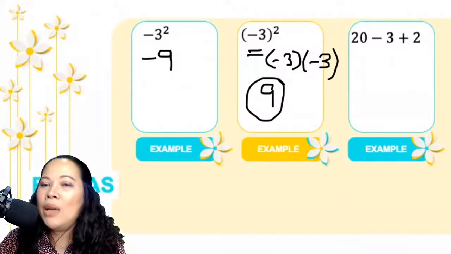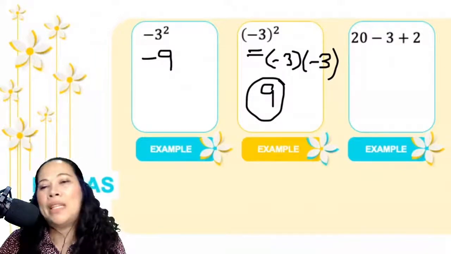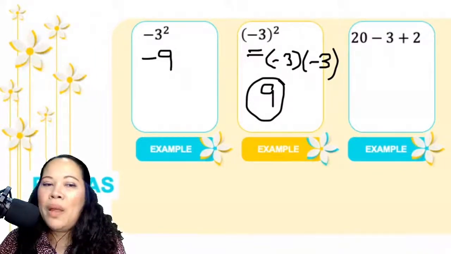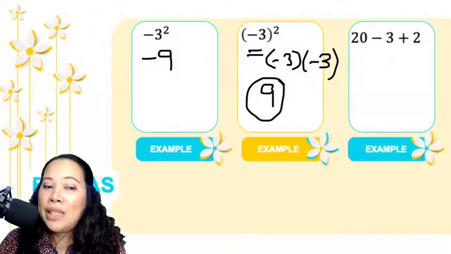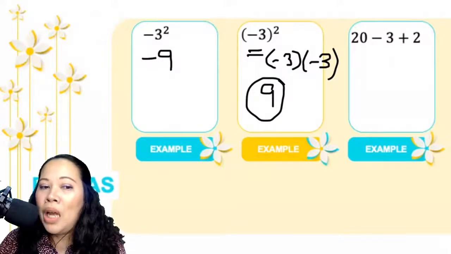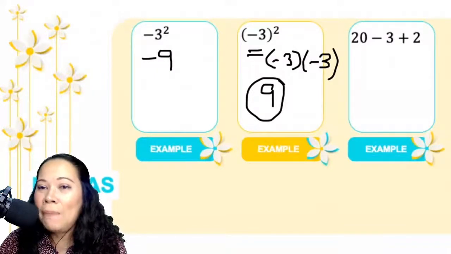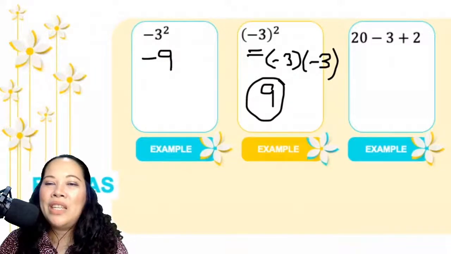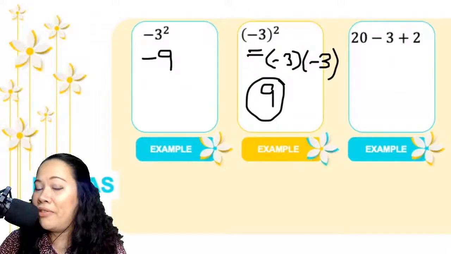But would it matter if it is only a positive number? No, it doesn't matter. It is only when there is a negation or a negative. So if we have 20 minus 3 plus 2, which would be the correct answer? Should it be 19 or should it be 15?